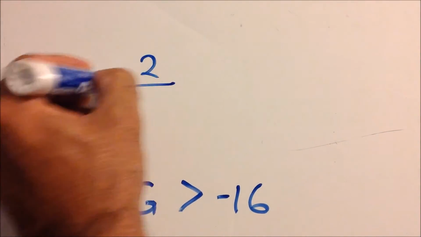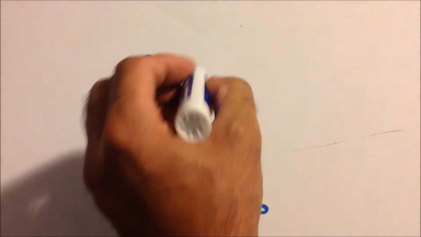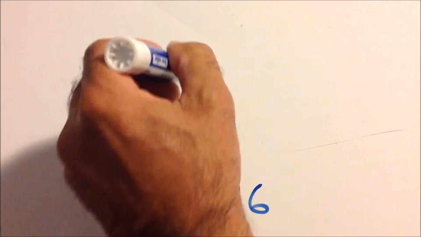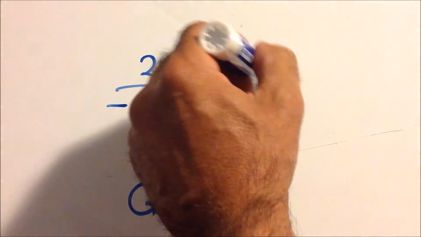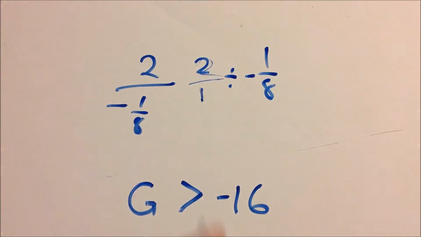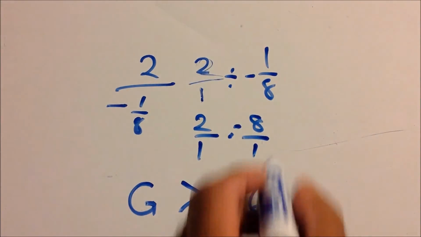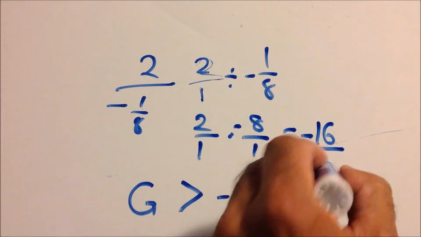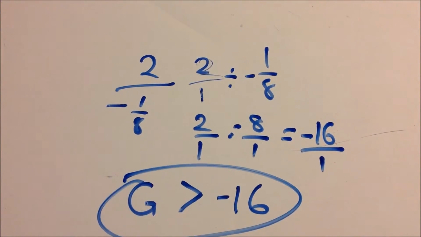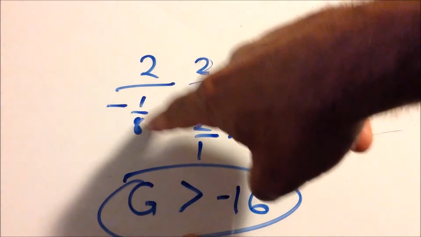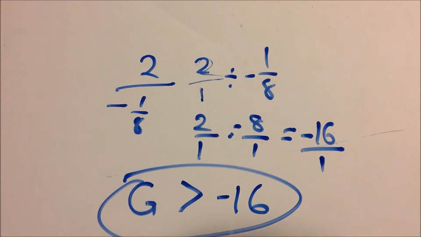You're saying 2 divided by -1/8. So it's 2 over 1 divided by -1/8. And remember, with division, you flip. So it's 2 over 1 times -8. That gives you -16 over 1, which is -16. So remember, we flipped the symbol because we divided by a negative on both sides.